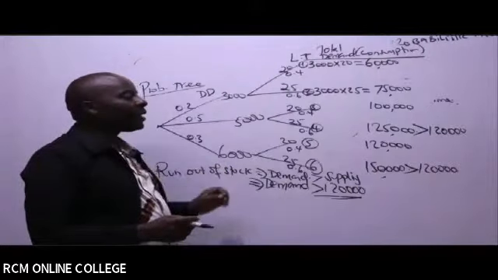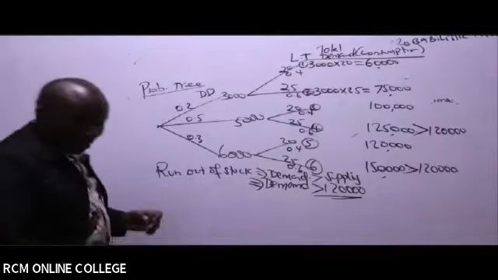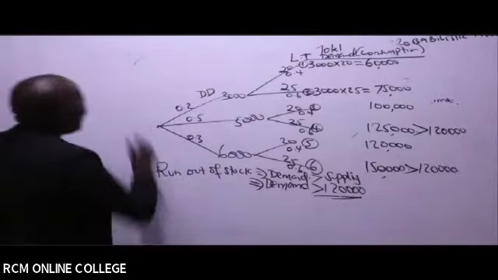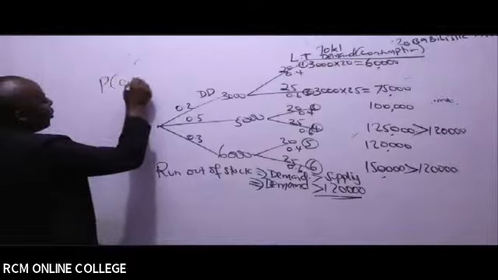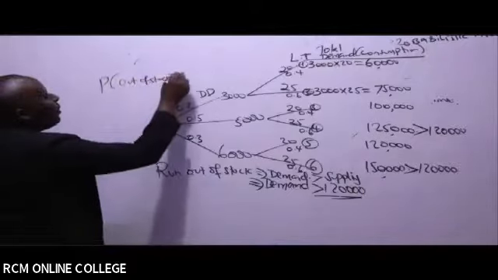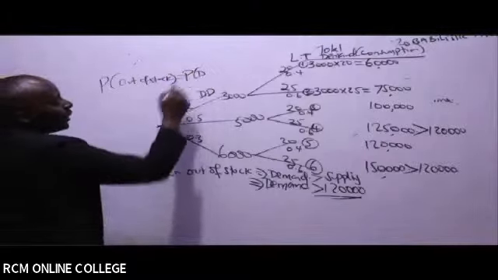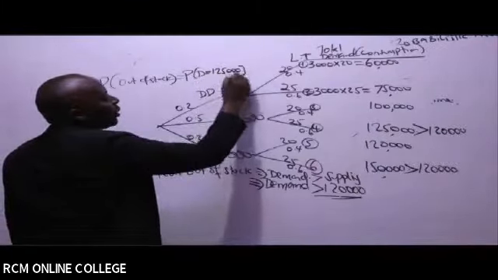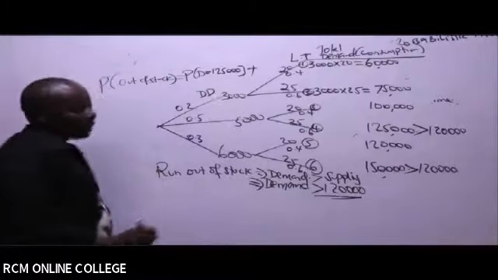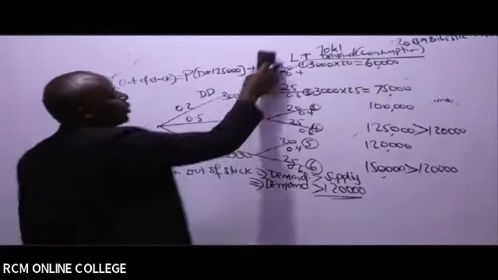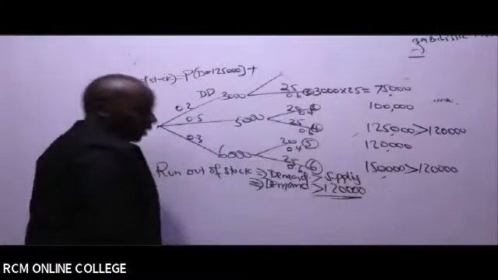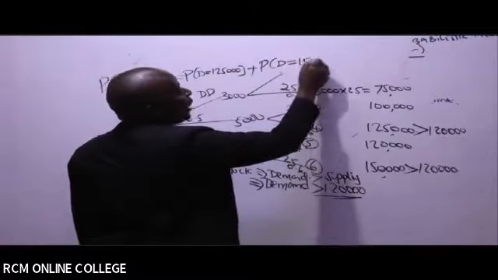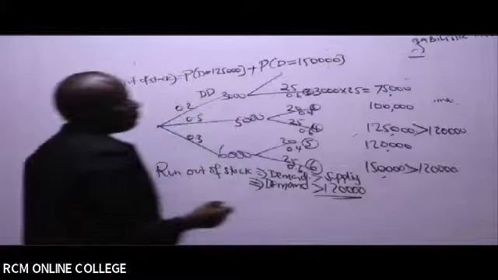So I'm only seeing the probability of running out of stock. There are only two possibilities. So the probability of running out of stock is the probability that demand will be equal to 125,000, or the probability of demand being equal to 150,000. Or means we add. There are only two possibilities.